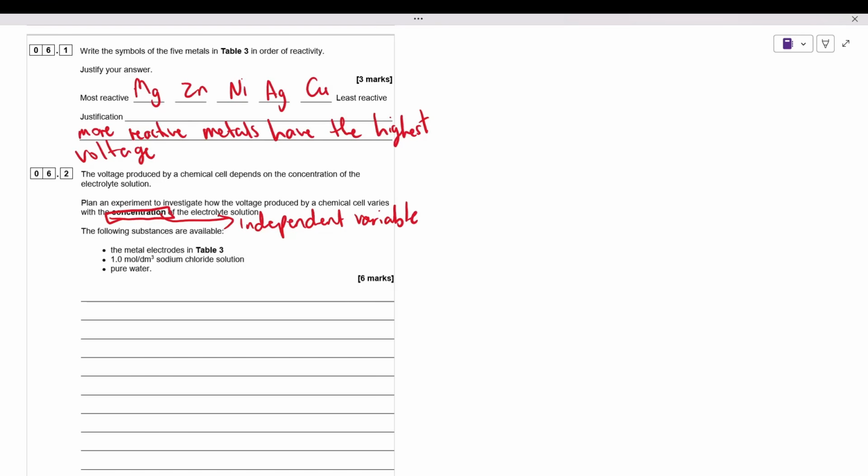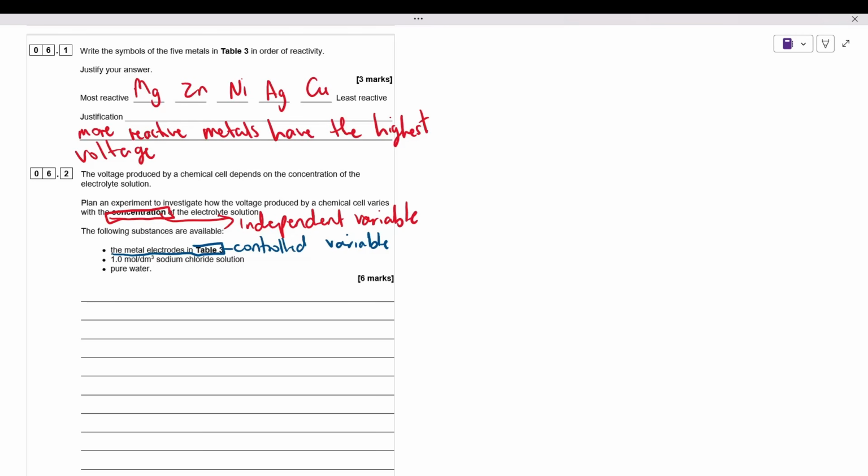So in order for us to investigate this, they gave us a few substances that are available to us. So we just have metal electrodes from table 3. And because we know our independent already, we know that the metal, we are going to be keeping this the same. So this is going to be a controlled variable. So we need to ensure that we select 2 metals from the table above, and we keep those the same. So if we're using magnesium and zinc, we're using magnesium and zinc for all the experiments when we're changing the concentration of the electrolyte.